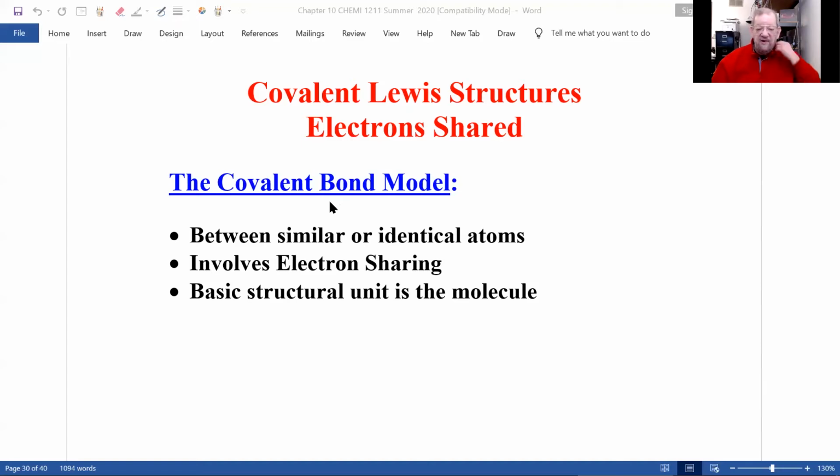All right, so if you were reading the book, you would see that the covalent bond model is between similar or identical atoms. The important thing, it involves electron sharing. And if you're reading the book, they make a thing about the structural unit is a molecule. Well, sodium chloride, I call a molecule too, but I understand why they do this. You don't have to worry about this.